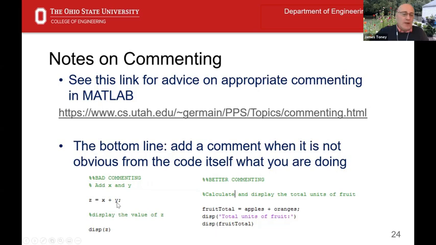Instead, tell us why you're adding X and Y. What are you trying to accomplish? Like calculate and display the total units of fruit. Okay, I've got different categories of fruit. I want to get the total, so that's why I'm adding them. And good variable names also make your code more readable. Like here, I have no idea what X and Y are. What are they and why would you want to add them? I don't know. Here, oh, I see, I've got different categories of fruit and I want the total units of fruit, right? So I add them. And also when you display output to the command window, instead of just displaying a number, you should always include a message of some kind that says what it is you're printing out.